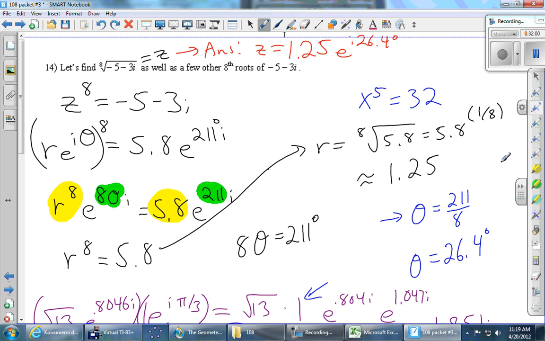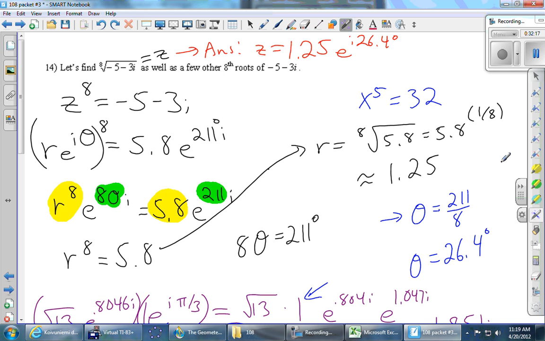But I promised you how many solutions? 8. How many did we find? 1. How do we find the other ones? Well, this 211 degrees, is that the only way to think about the original point? No. What could we add to 211 and land on the same angle?